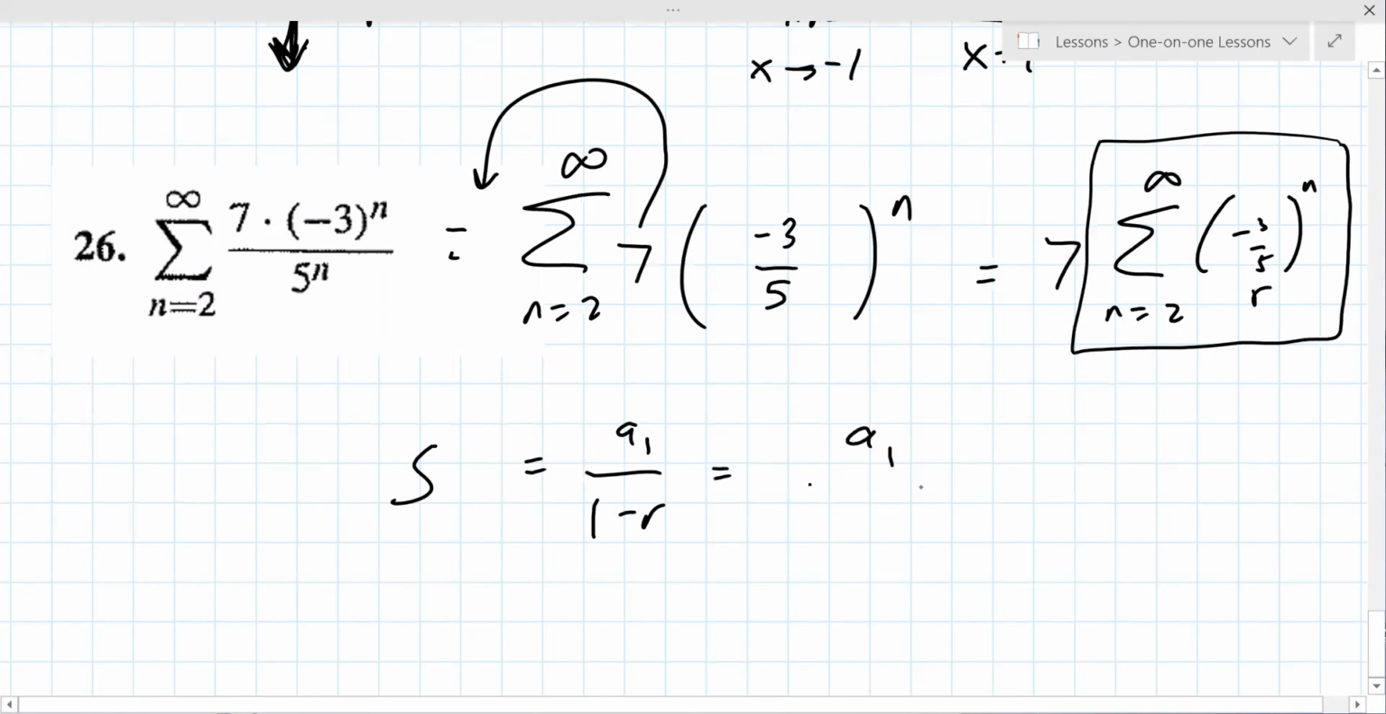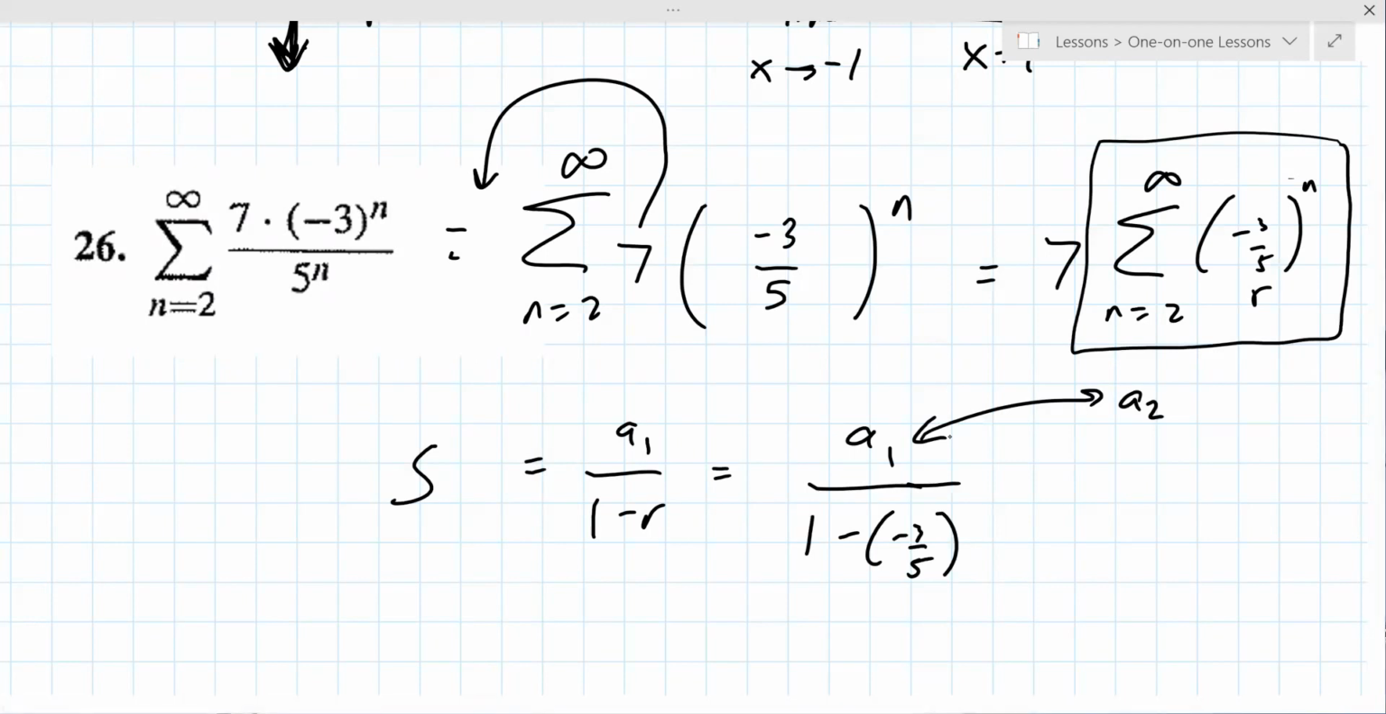So it's 1 minus (-3/5). And then we have to figure out the first term. The first term doesn't mean a1. It means just putting 2 in for whatever the very first thing is. So you have to put 2 in. It's really a2 this time. Wait, how do you know that's a2? It says it starts at 2. That's just the way the instructor did it.